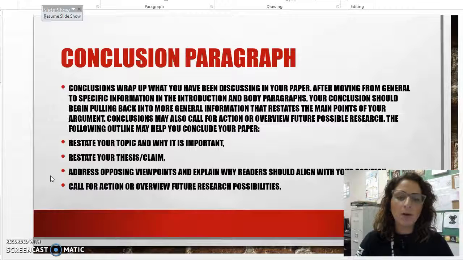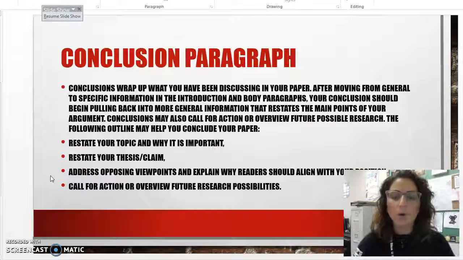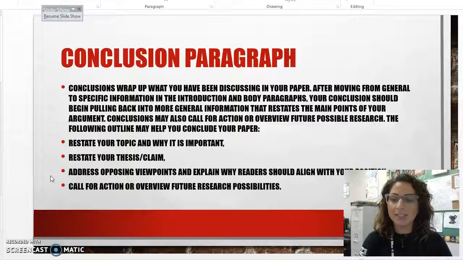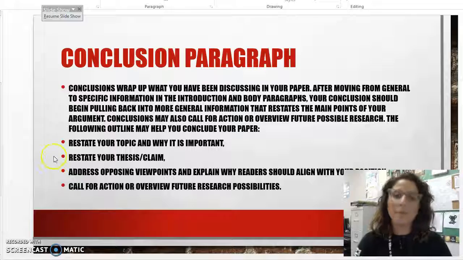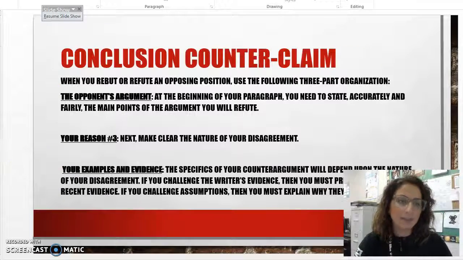So you want to make sure you're addressing everything, viewpoints, claim, what's more important, because at the end, this is the last thing they're going to read and the last thing they're going to remember. So you want to make sure this is a really demanding, or not so demanding, way of making them believe what they should believe. So keep that in mind as you're writing your argumentative paper.